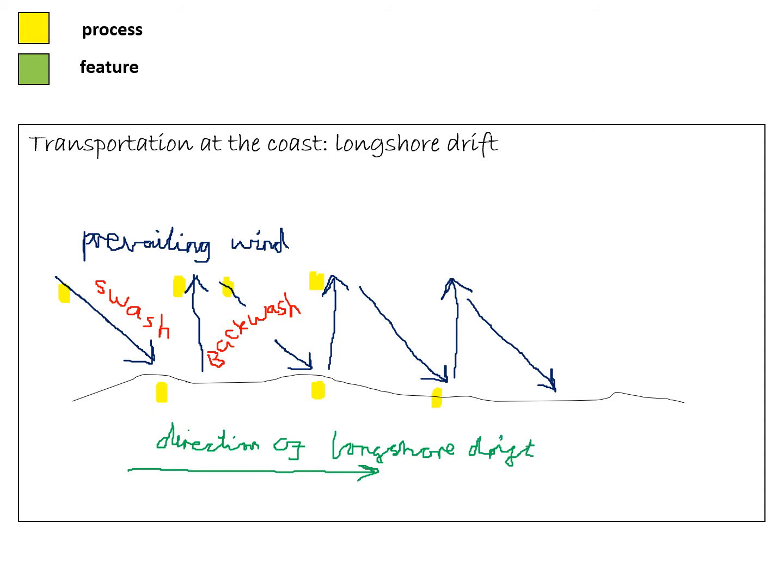Now what we can do is take the process feature approach with this. I wouldn't really say prevailing wind is a feature. You can't see it, you can't touch it, but we do know it is a thing and it's there. So prevailing wind is going to be our feature. The process is longshore drift. Similarly, I suppose you could say swash is a feature of a wave, just as backwash is a feature of a wave. So we can do the process feature approach, but it's not too important here.